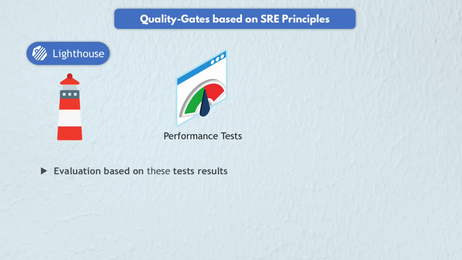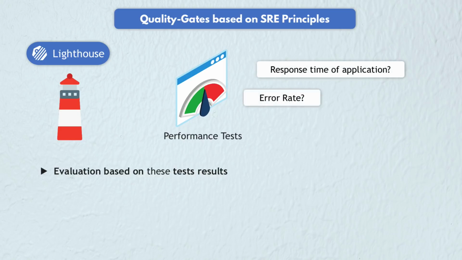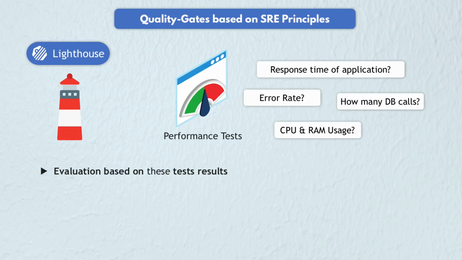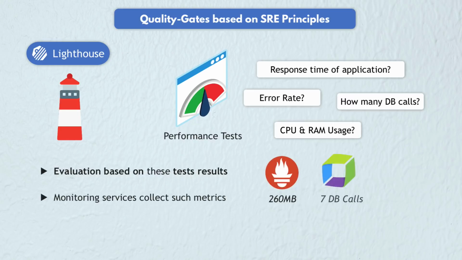Now, the application performance can be evaluated based on these test results, like how quickly the application handled requests, how many errors the application produced, was the application overloaded at some point, like did we have spikes in the CPU and RAM usage, etc. And there are monitoring services like Prometheus, Dynatrace, etc. that collect such metrics. So while tests are running at the same time, a monitoring service like Prometheus collected metrics for the application during these 3 hours.